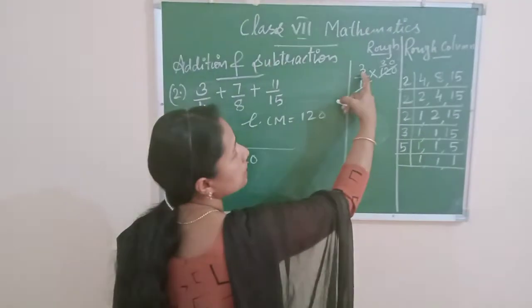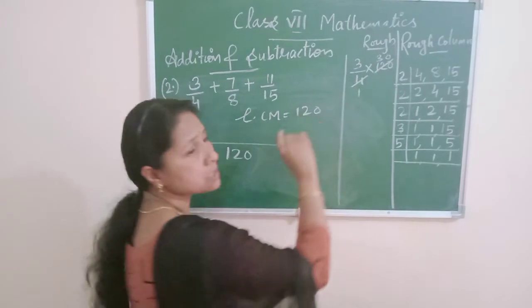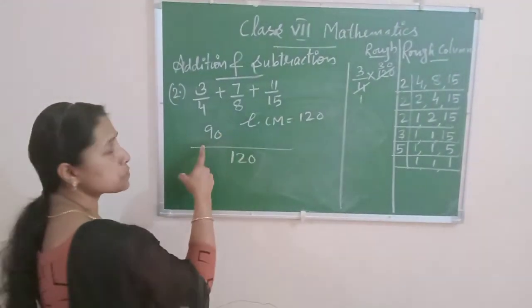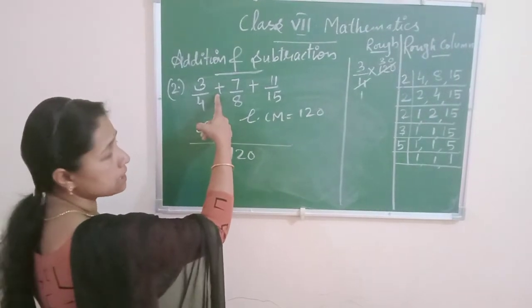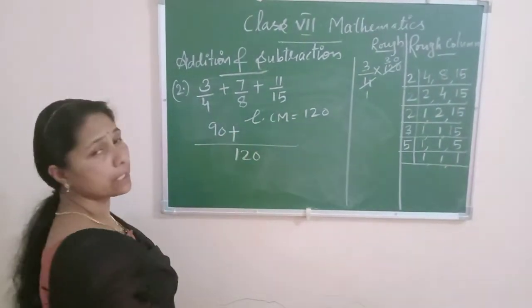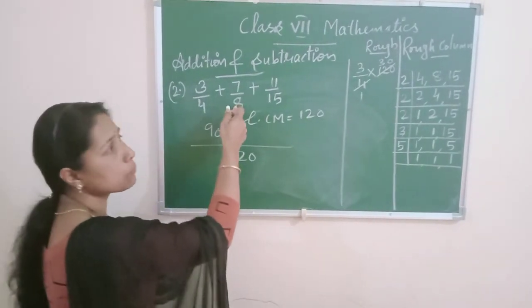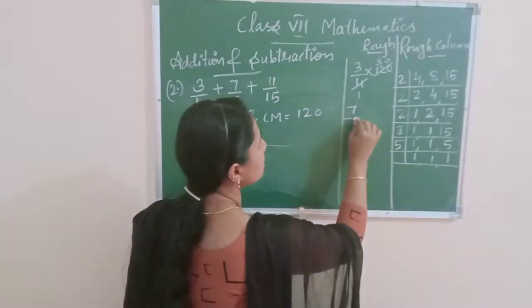Now this 3 multiplied by 30, these two numbers should be multiplied. 3 into 30, 90 will come. So the first numerator you got. It is an addition sign, so here also we have to put the addition sign. The same way take the second fraction. The second fraction is 7 upon 8. So 7 upon 8 we have taken.